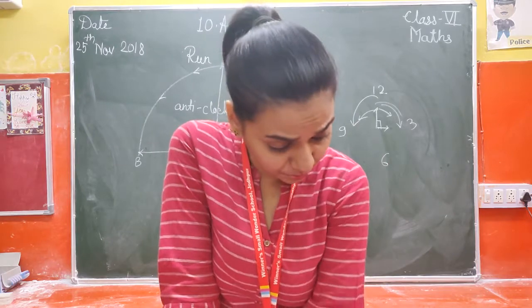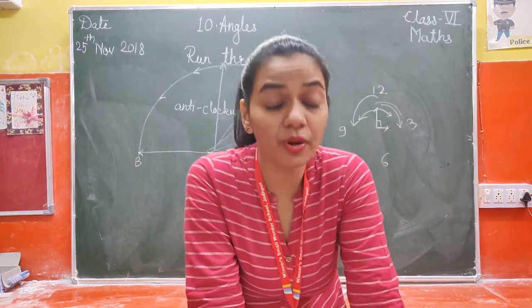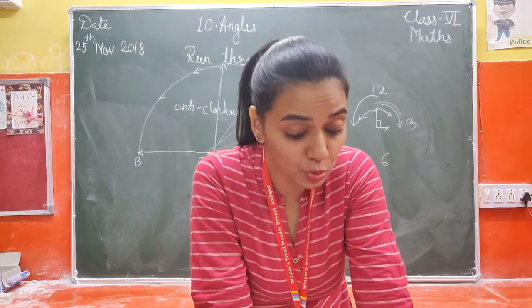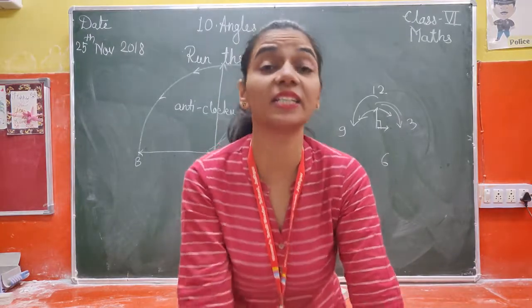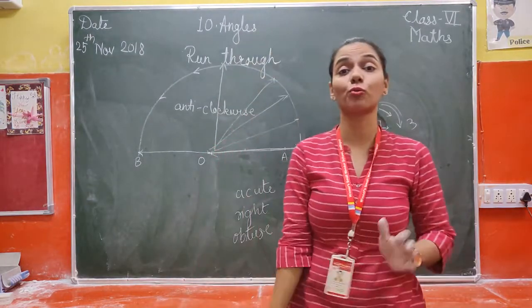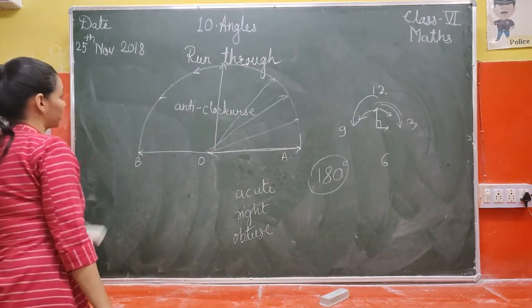Now, question number 17. Construct a 120 degree angle using compass and draw its bisector. So we have already learned how to do it, but we have to draw the bisector also. So let us see how to do it.